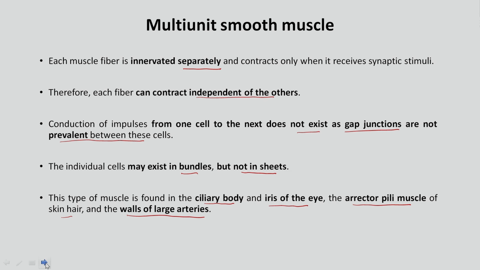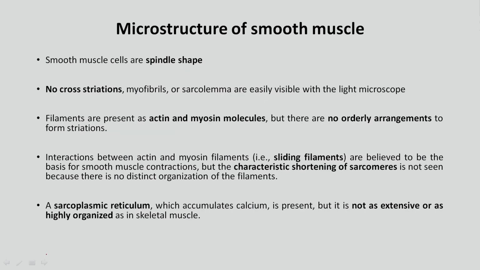So, the distribution of muscles is different in the different organs. Then what is the microstructure of the smooth muscles? The smooth muscle is of a spindle shape and there is no cross striation, as we have already explained. They have myofibrils and the sarcolemma that are not easily visible with the light microscope.